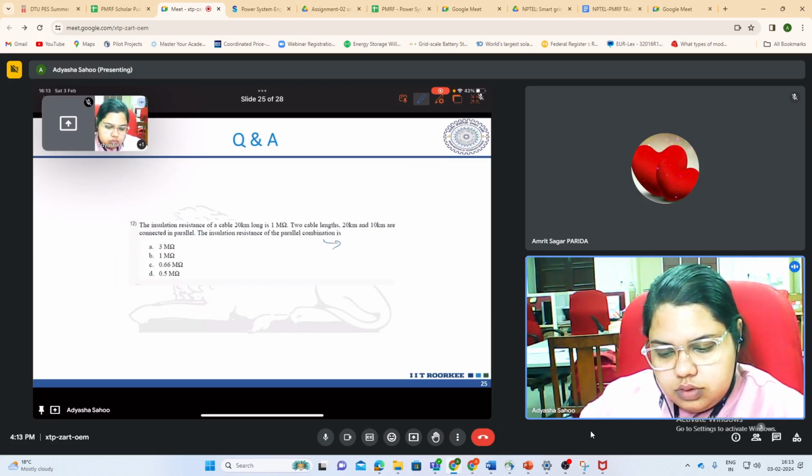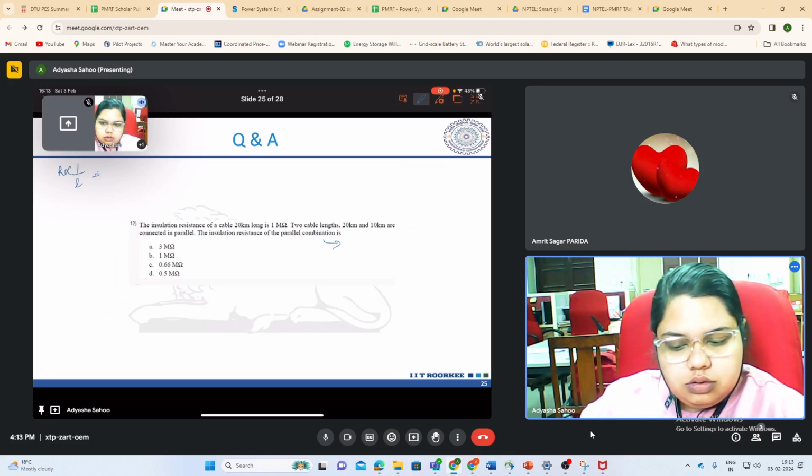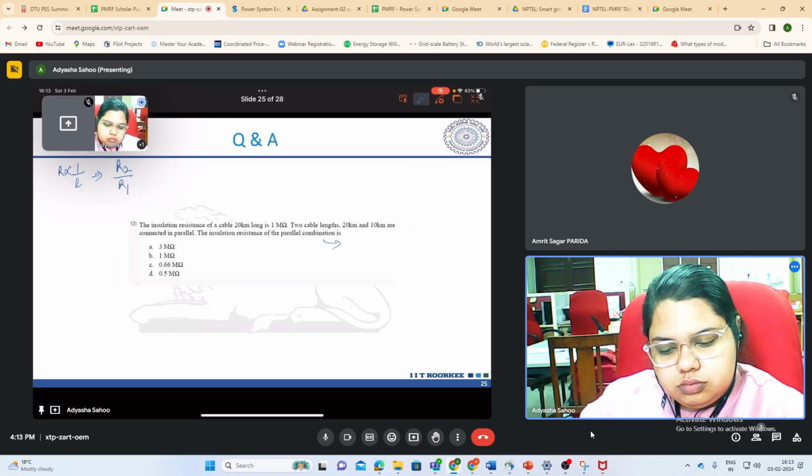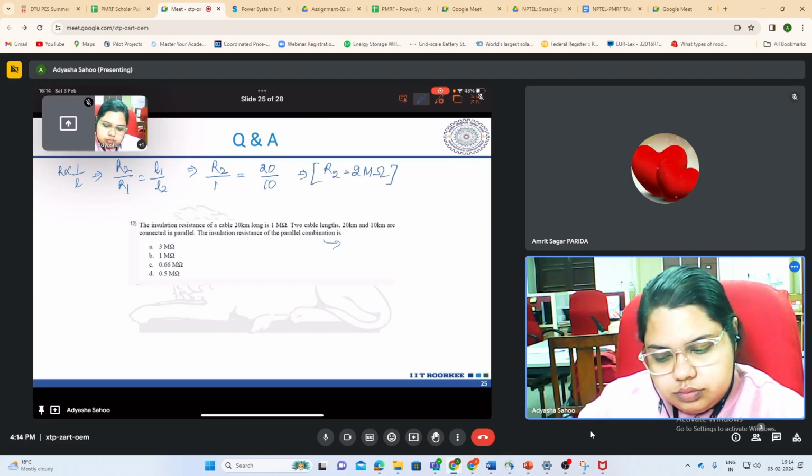We know R is inversely proportional to the length of the line. For the 10 km cable, firstly it was 1 for 20, so for 10 you get R2 as 2 mega ohm. Then the parallel R is 2/3 mega ohm.